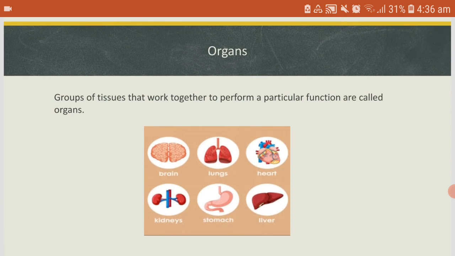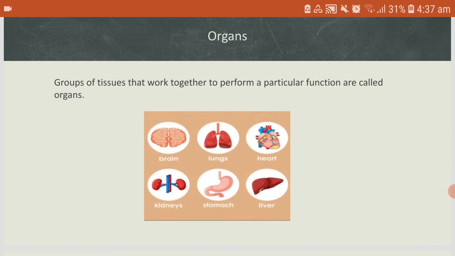Now, as you have seen, there are many different types of tissues. So, what happens when a particular type of tissue comes together to perform a similar function? The answer is that they form a complete organ which is able to perform one particular function. Let us look at a few examples of some major organs in our body.